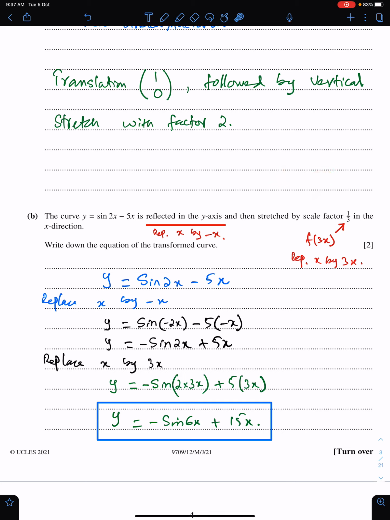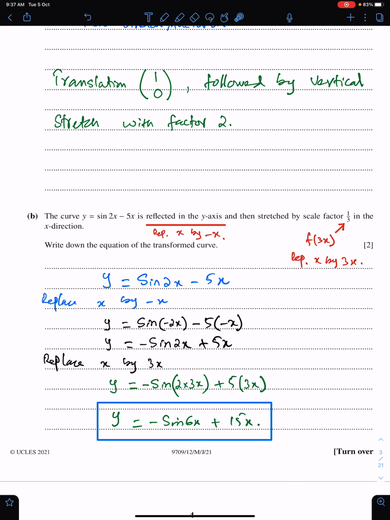So we need the equation of the resulting graph or resulting curve. Number one, we have to perform the transformations in this order. First we have to do this and then we have to do this. This is the given order. First do this and then do this.